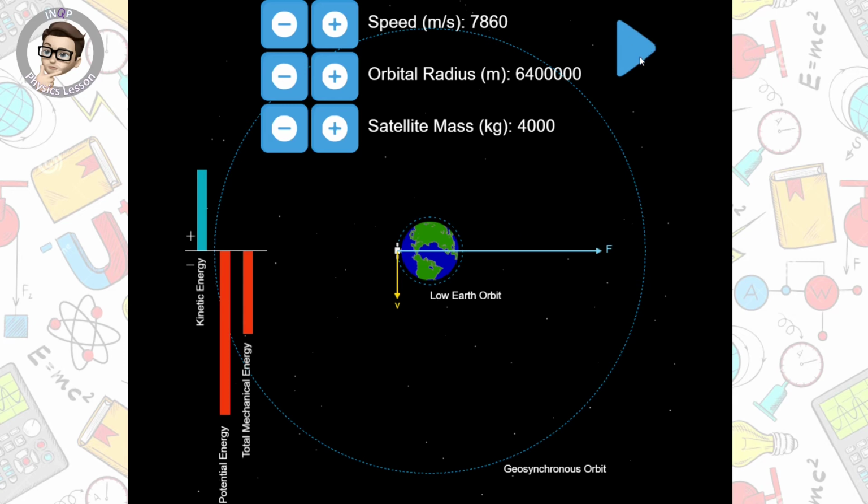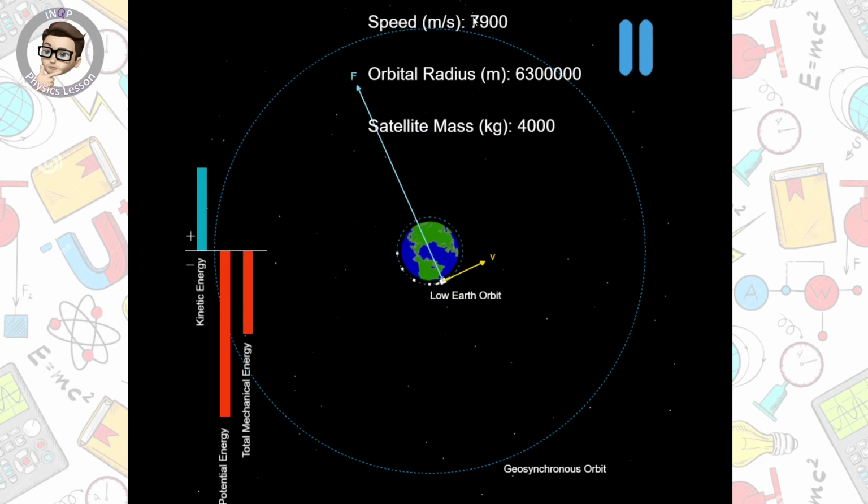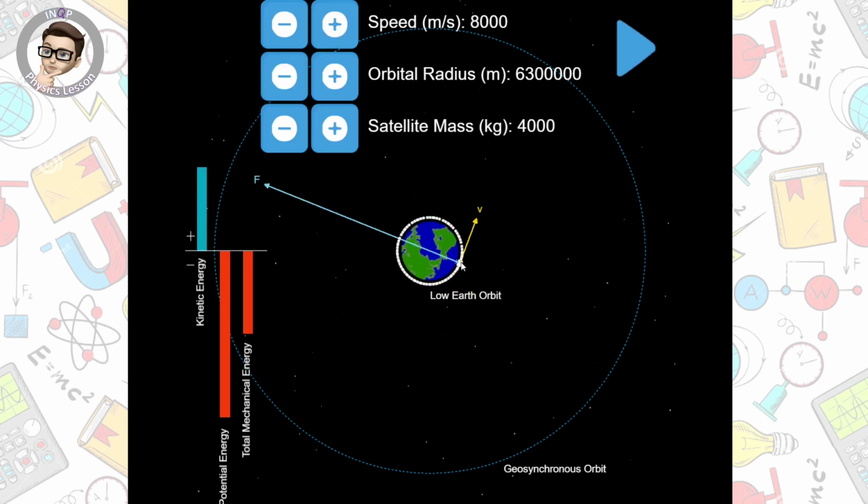So we'll start by just running this simulation. We can see our speed is around 8,000 meters per second, which we know is a low Earth orbit because we learnt that in a previous little bit there. The orbit radius, so this is from the center of the Earth, is 6.4 times 10 to the 6, 7 meters. And we've got a mass of the satellite. Now let's just stop that for a second.